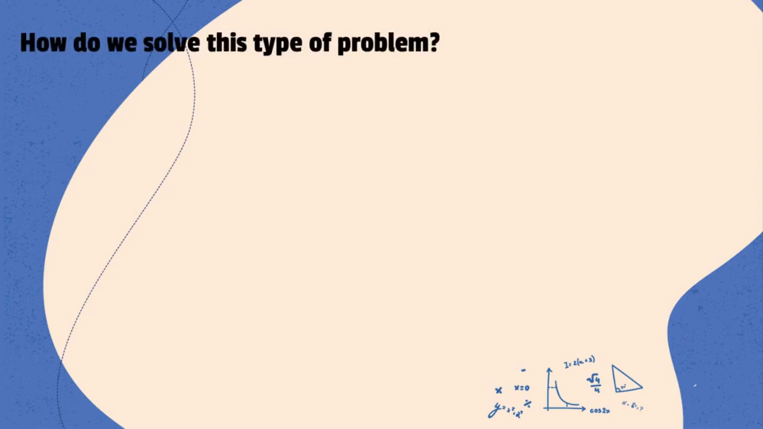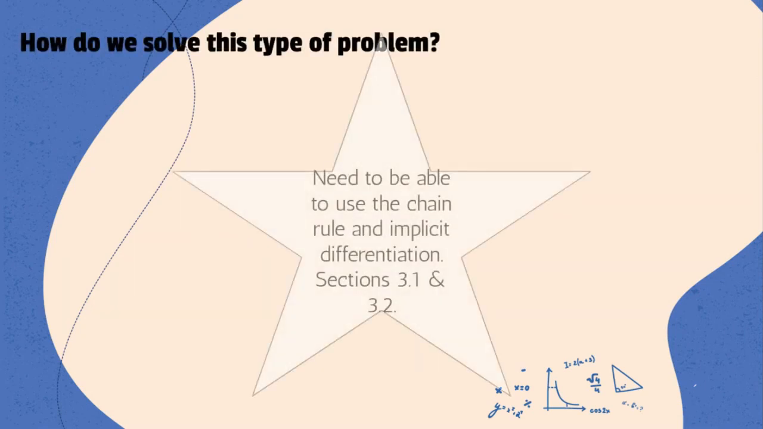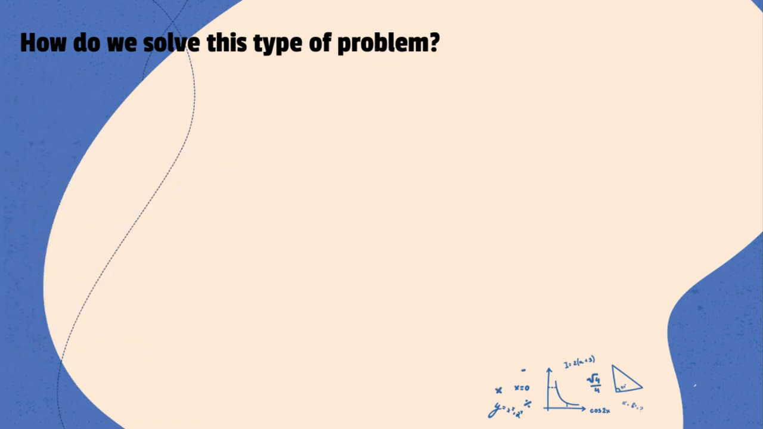So how do we solve related rates? Well, it's really important to remember that we need to be able to use the chain rule and implicit differentiation to be able to do related rates. So if you do not remember these sections, make sure you go back to 3.1 and 3.2 and relearn them before moving on to related rates.